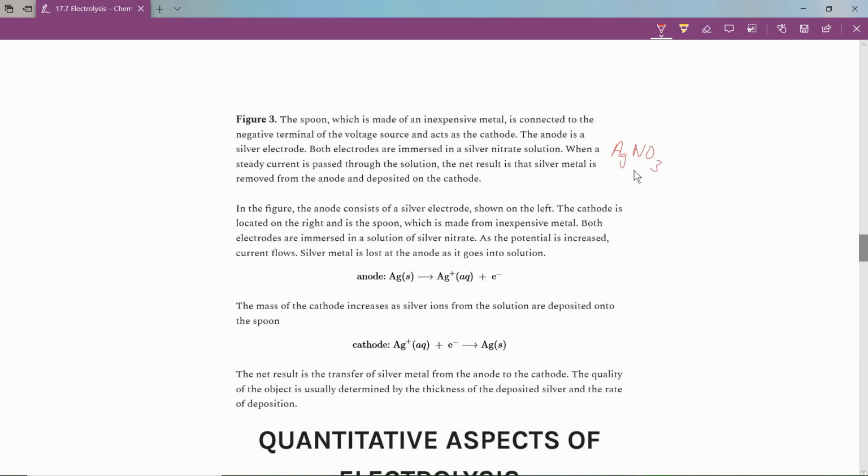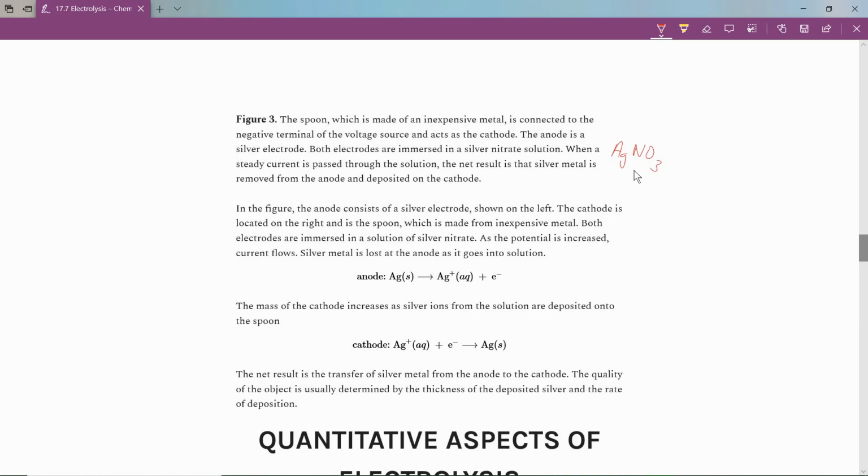When a steady current is passed through the solution, the net result is that silver metal is removed from the anode and deposited onto the cathode. So the anode consists of a silver electrode, the cathode is the spoon. Both electrodes are immersed in solution. As you increase the potential, current flows, silver is lost from the anode, goes into solution as aqueous, and then at the cathode it deposits out onto the spoon.